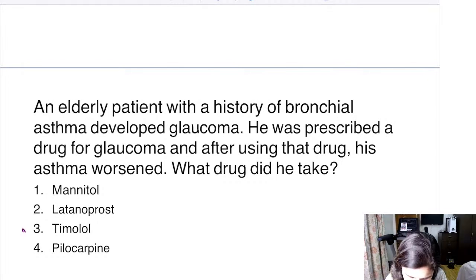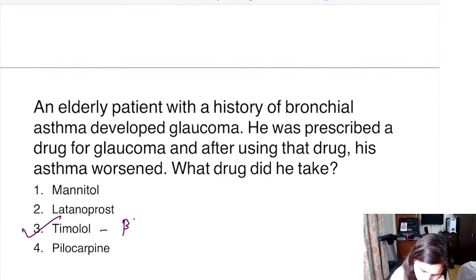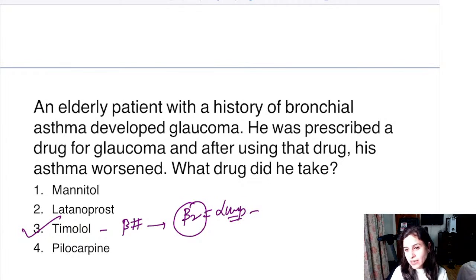3, very good. It is timolol. Timolol is a beta blocker, non-selective beta blocker, and therefore it has an effect on the beta 2 receptor which is present in the lungs. And normally beta 2 stimulation causes bronchodilation, और अगर block करेंगे that will lead to bronchoconstriction. It can worsen the asthma in the patient.